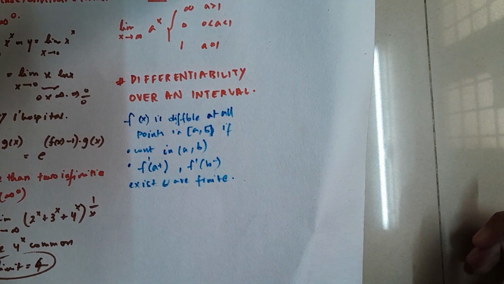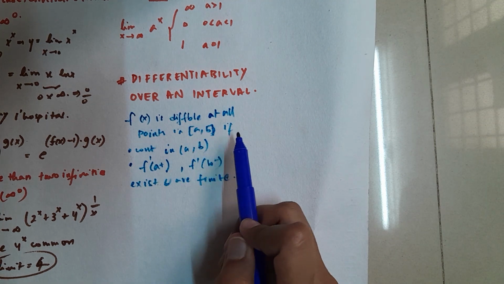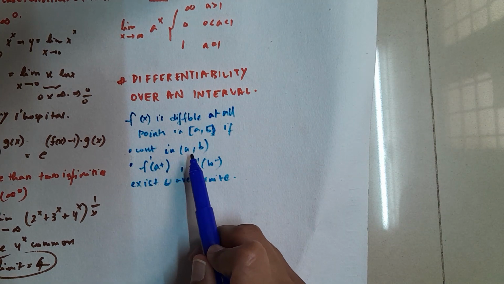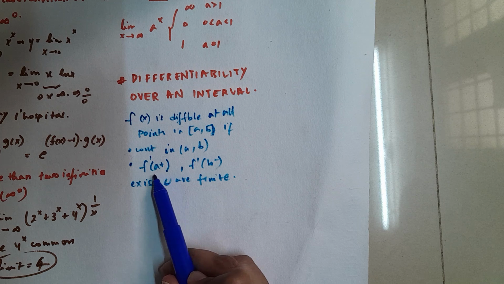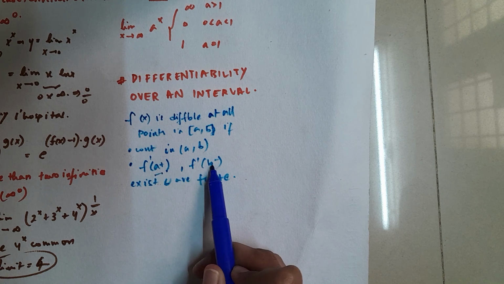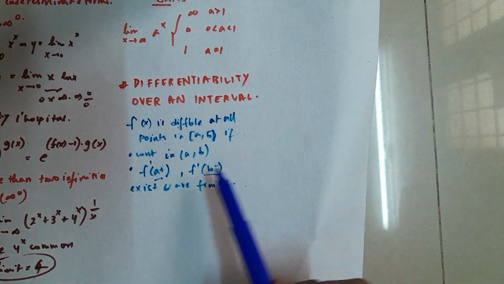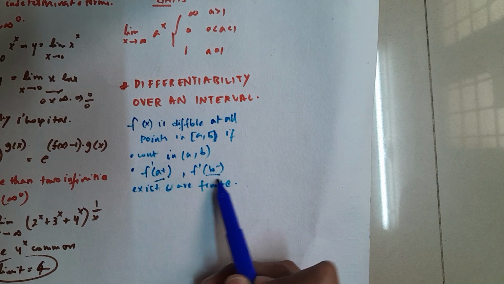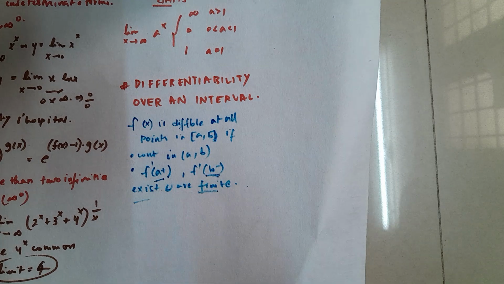Differentiability over an interval. The function f of x is said to be differentiable over the closed interval a to b if it's differentiable in the open interval a to b, and the right hand derivative at a and the left hand derivative at b exist and are finite values. Only then the function is said to be differentiable in the interval a to b.